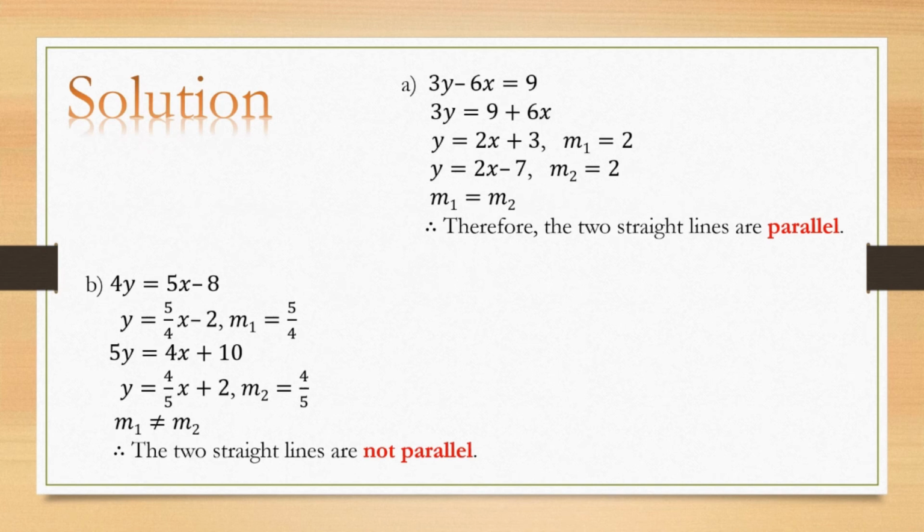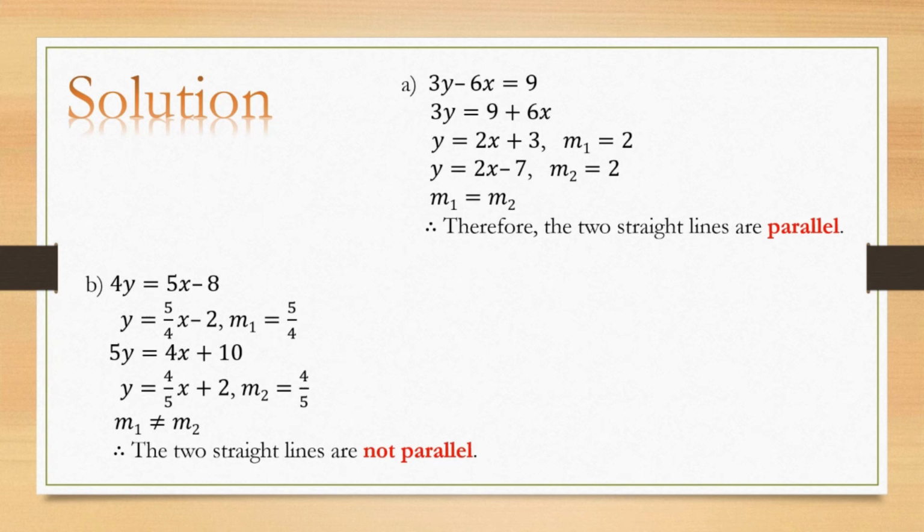Now, we look at the solution for A. First, we need to change the equation of the first straight line, 3y minus 6x equals to 9, into the form y equals to mx plus c, which is y equals to 2x plus 3. Then, we will find out the gradients for both straight lines. And we will get that both gradients are the same, which is equal to 2. Therefore, the two straight lines are parallel.